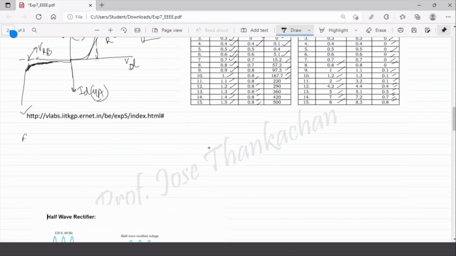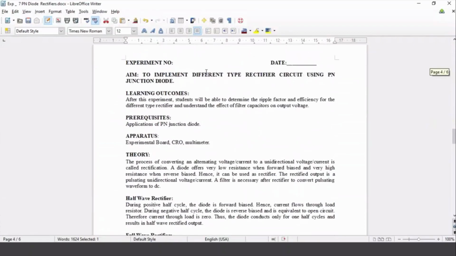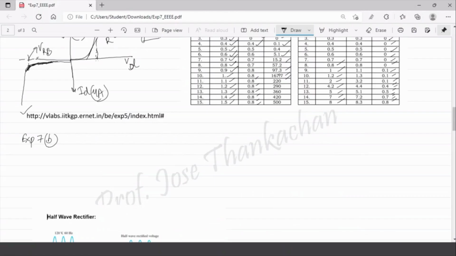What is experiment 7, B part? B part is understanding the rectifier circuit using a PN junction diode. So let me just show you that. I have already shown this manual to you, to implement different types of rectifier circuits using a PN junction diode.